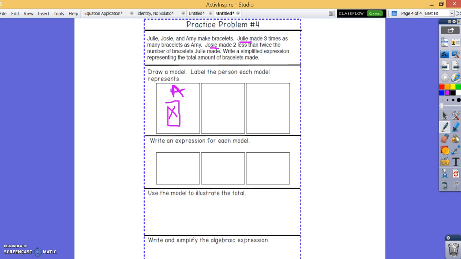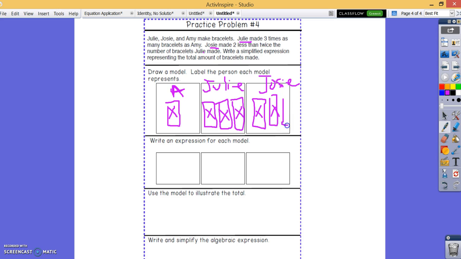Okay, Julie made 3 times as many bracelets as Amy. So I'm going to go ahead and write Julie. And then I'm going to have 3 X's because she made 3 times as many as Amy. Okay, Josie made 2 less than twice the number Julie made. Well, that's a lot of bracelets. Julie made 3x, and if Josie made twice that, that's going to be 6x. But she made 2 less than twice, so we're going to have minus 2, 2 negatives.